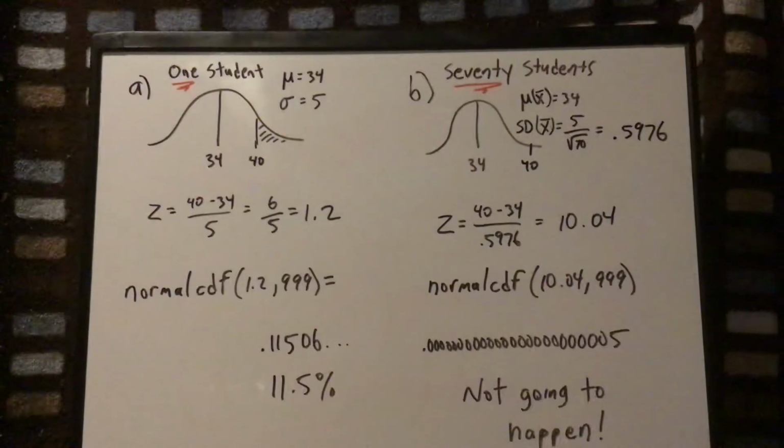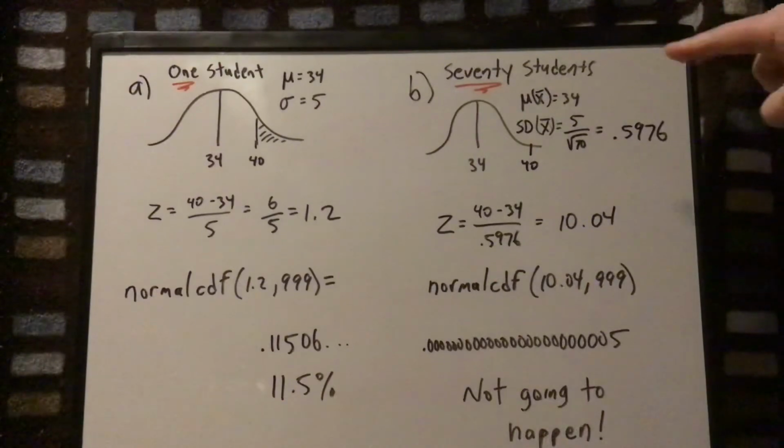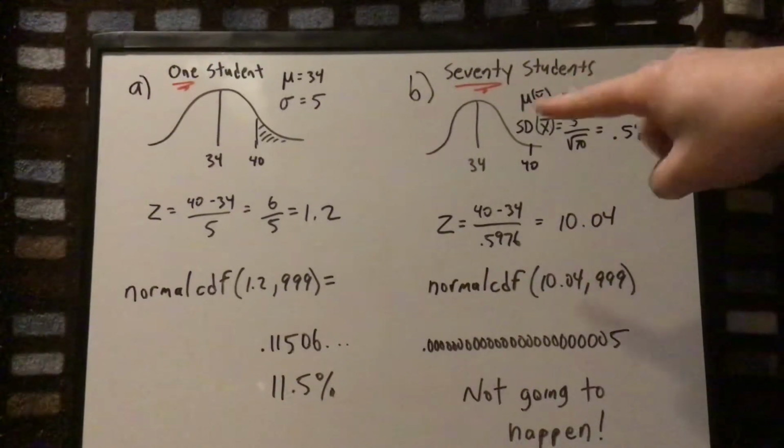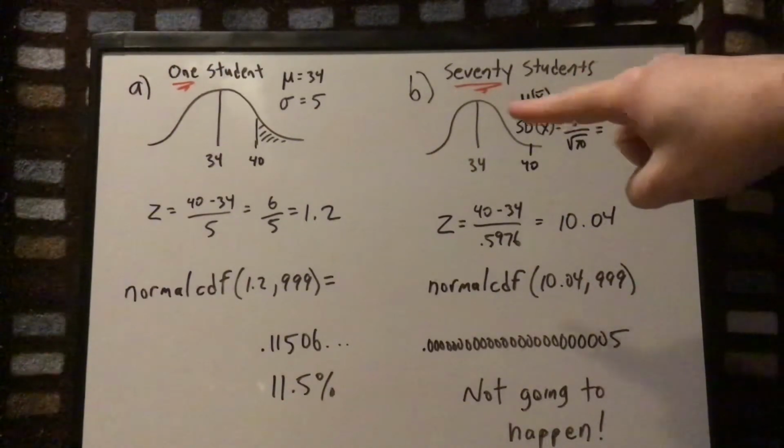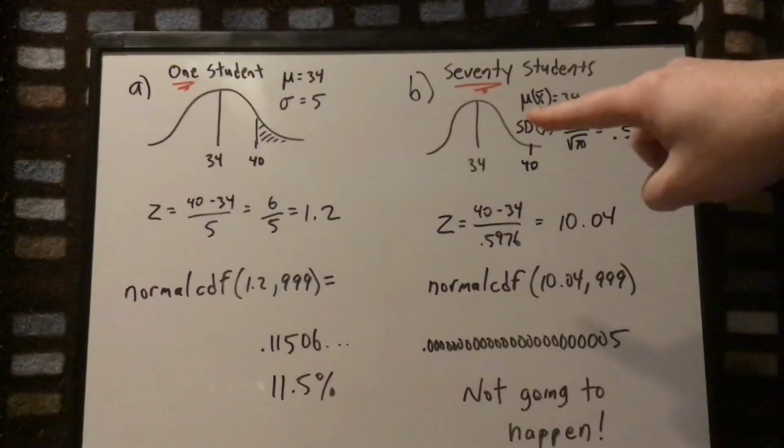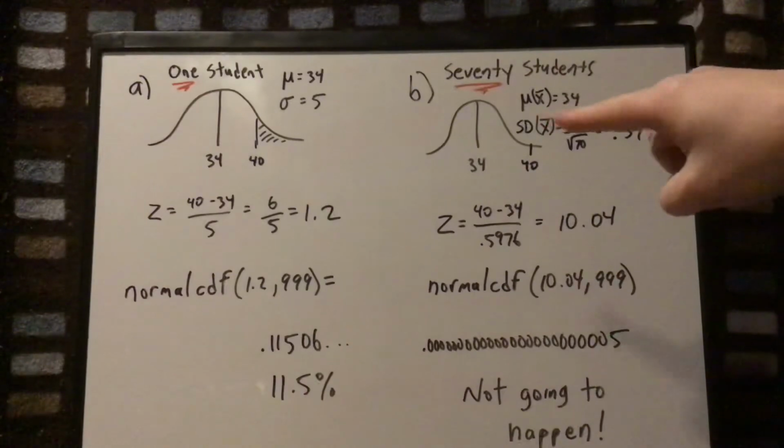Now, what's the chance the entire group of 70 students would take that long, would take an average of 40 minutes? So now this is where the notation gets a little tricky. Remember the mu for the x-bar saying the average of the sample averages. So the average of the sample averages should be the population average. So this number doesn't change.